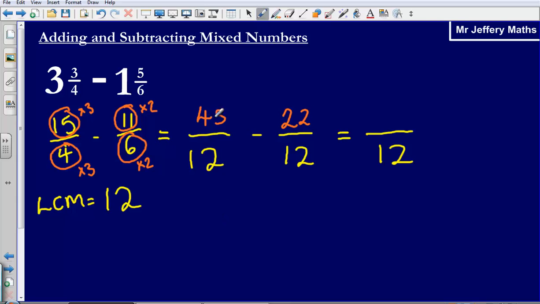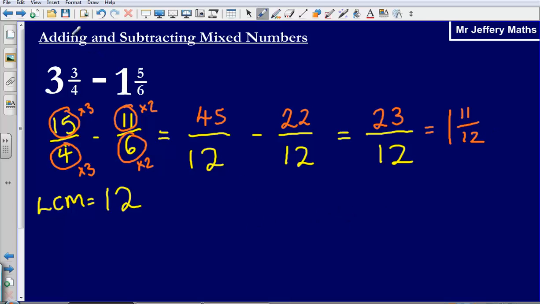Now I've got to this point, I'm just going to subtract the 2 numbers on the top, 45 minus 22, and that's going to give me an answer of 23/12. Now at this point I've got a top-heavy fraction, so I can turn it back into a mixed number, and as a mixed number, that's going to be how many 12s fit into 23? 1, with a remainder of 11/12.